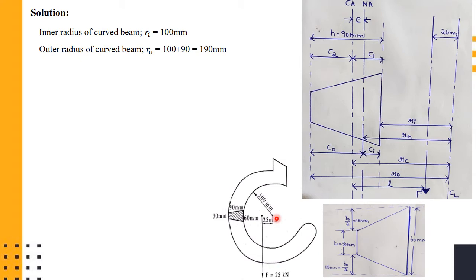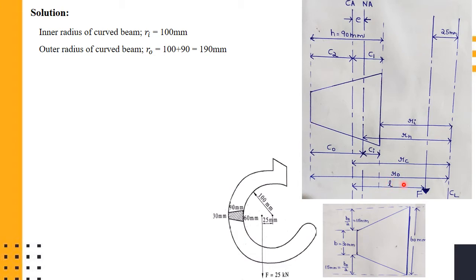R0 is nothing but the outer radius of the cross section. So R0 is given here from the center of curvature to the outer surface. It is an easy one, because if you know Ri from the center to the inner surface, and if you know H also, H is 90 mm, from here to here the thickness is 90 mm. So 100 plus 90 will be 190 mm.